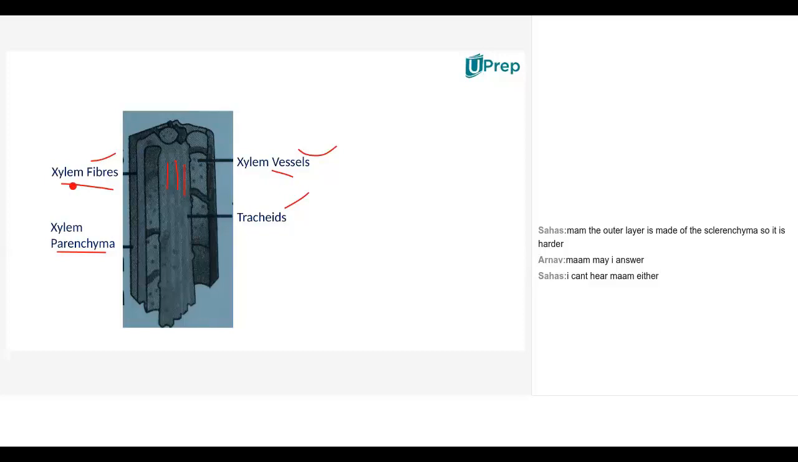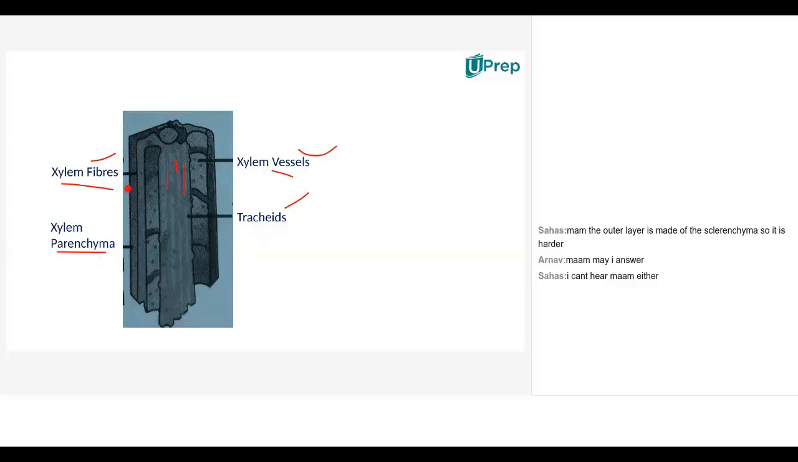Then you have the third type of cells in xylem called xylem fibers. These are also dead cells and they just associate with the tracheids and vessel elements and give mechanical strength. So here in xylem, we have 3 types of dead cells. Tracheids are dead cells, xylem vessels are dead cells, xylem fibers are also dead cells. The only living cells of xylem are parenchyma cells.